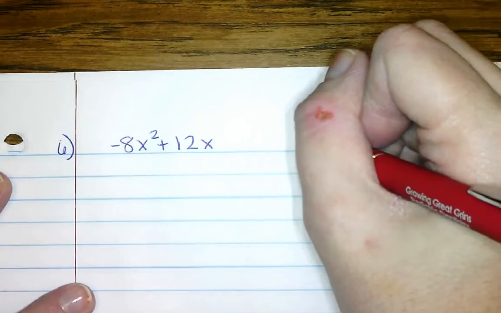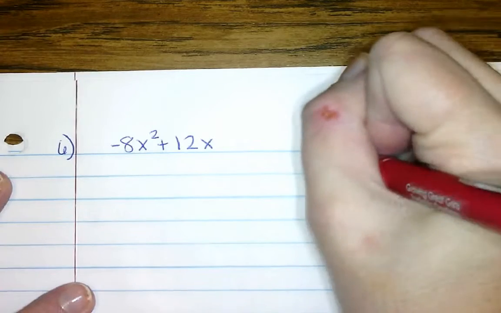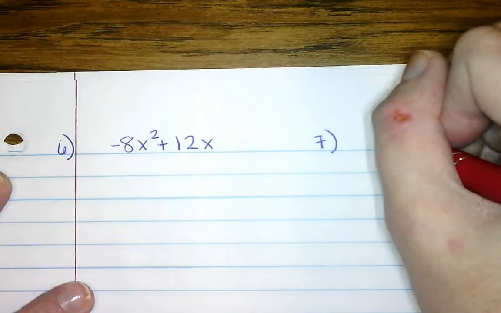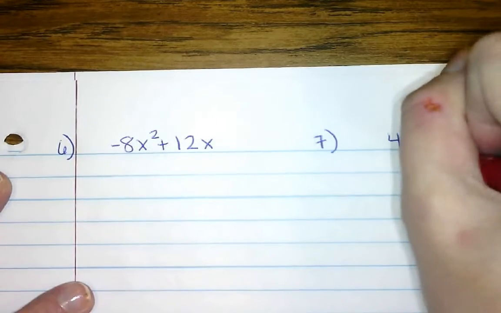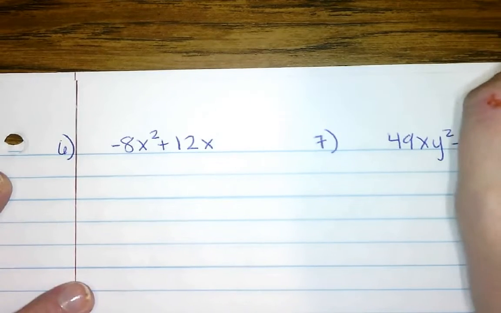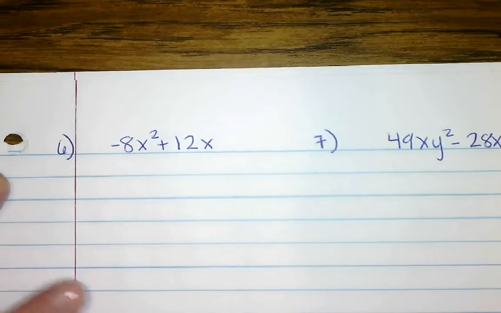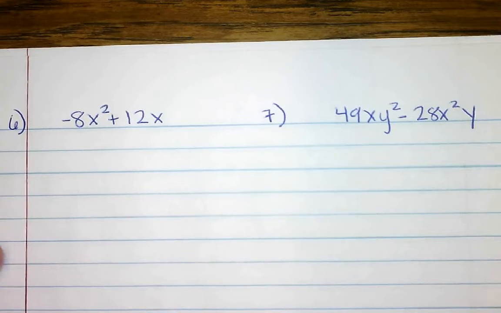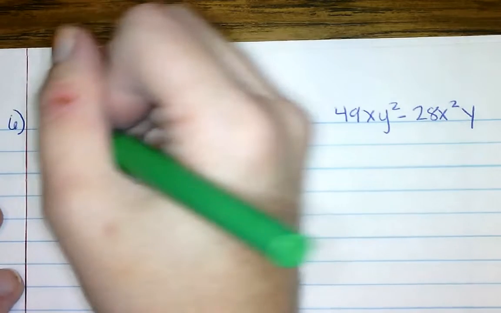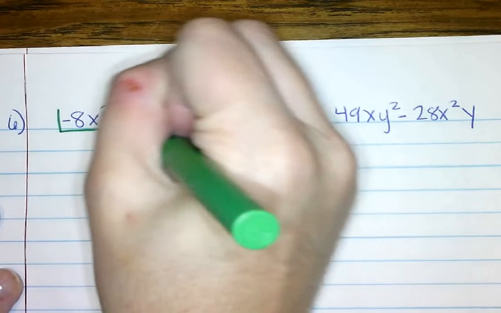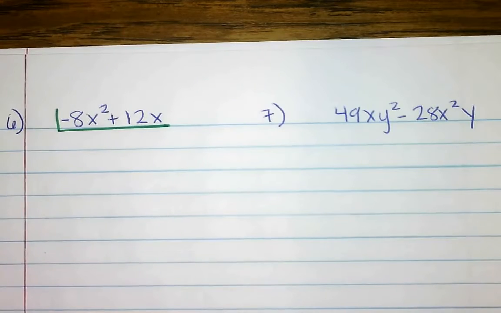We're going to do 49xy squared minus 28x squared y. Okay. So for this first one here, guys, this one's a little different because your leading coefficient is negative. So guys, I'm going to give you a little hint right now. Whenever your leading coefficient is negative, you want to factor out the negative, okay? So we will factor out a negative.